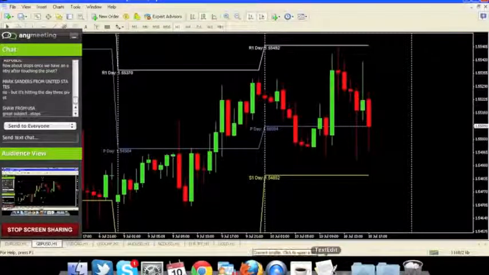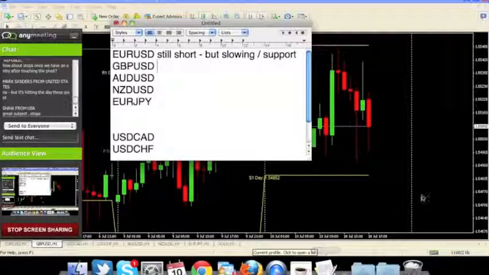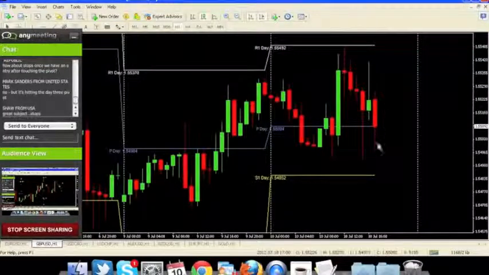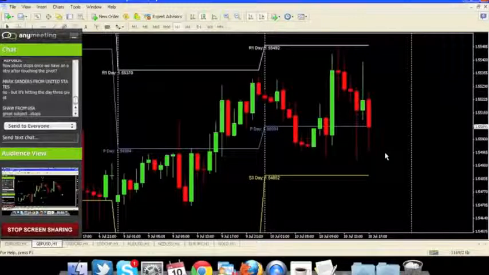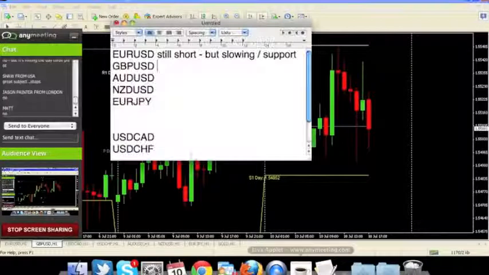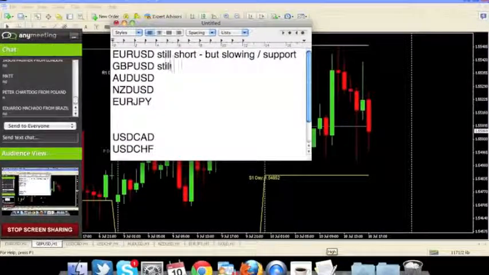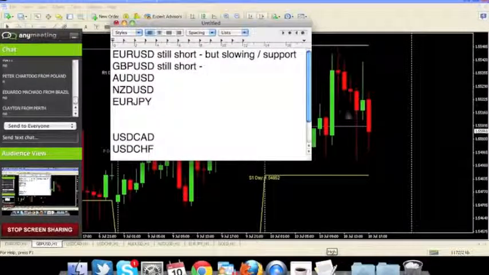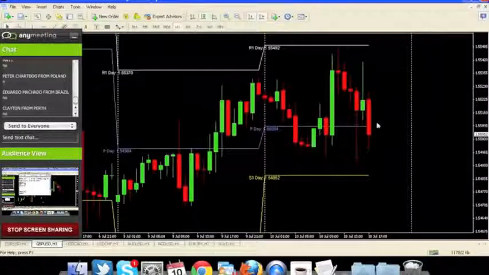Now, pound, let's take a look at pound. Is it an exhaustion, the current candle? No, it's not an exhaustion. Same situation, still short. It's a very strong body. Look at the size of that thing. It seems huge. Very strong body, but it's slowing. Look at the tail on the bottom versus the top. Big tail on bottom, small tail on top. Slowing down. And support.